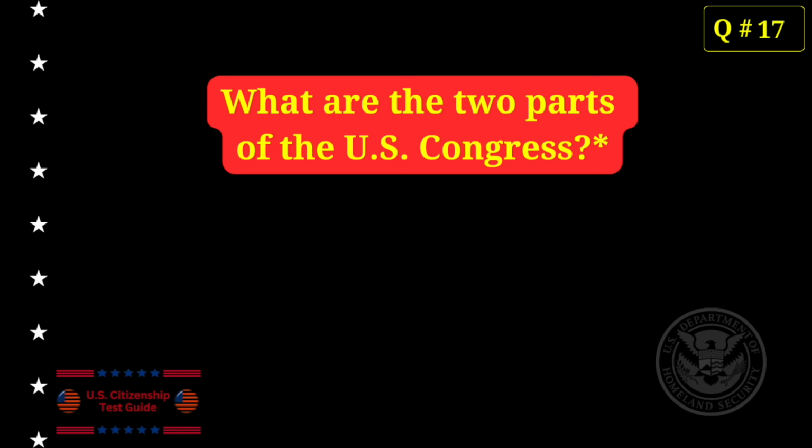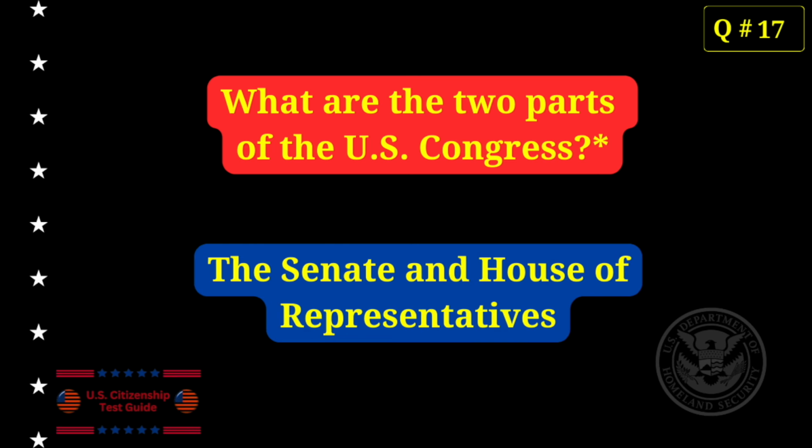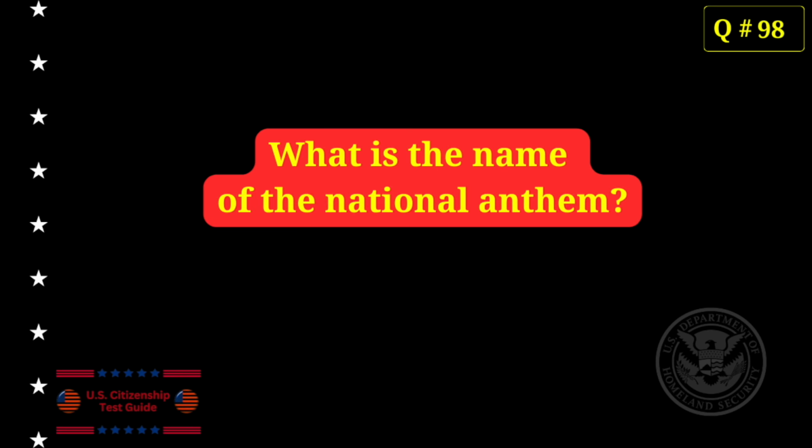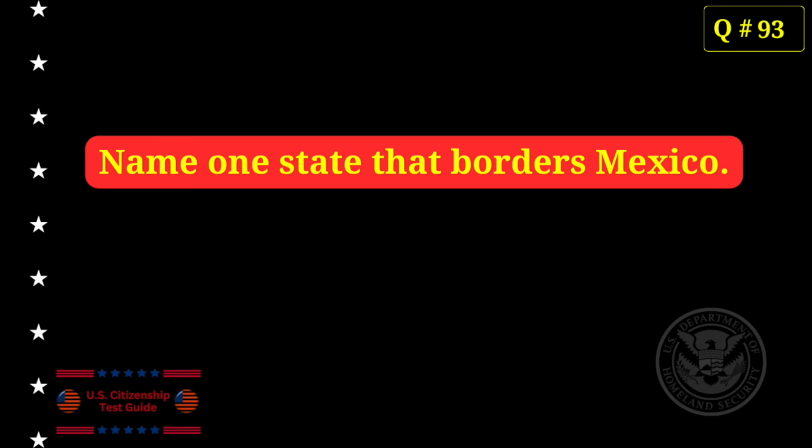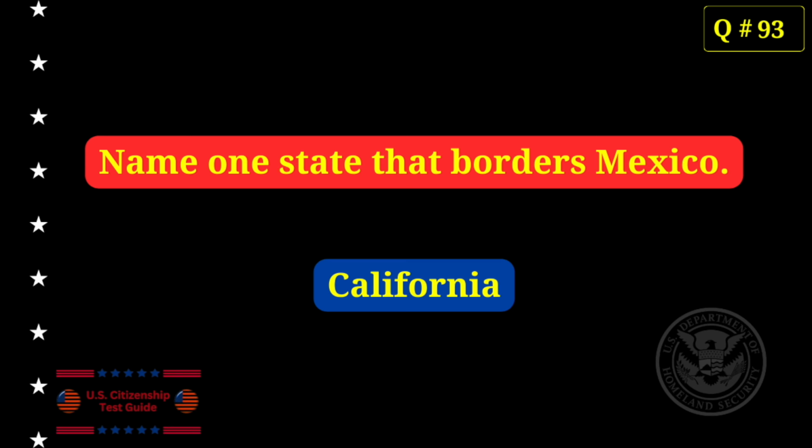What are the two parts of the U.S. Congress? The Senate and House of Representatives. What is the name of the national anthem? The Star-Spangled Banner. Name one state that borders Mexico. California.